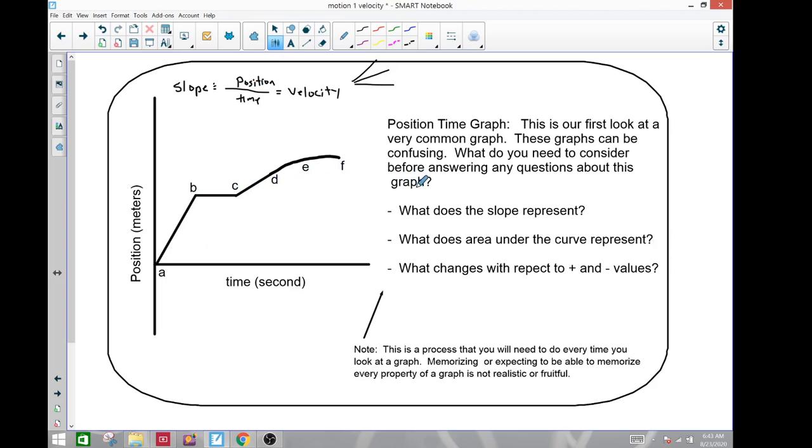So it says, what does slope represent? Velocity. Every time I see this graph, I have to look at the markers and make that assessment. What does the area of the curve represent? We haven't talked about this yet, but when you do slope, you divide, and when you do area, this is important, it is multiplied. So it's going to be position times time. This would be a meter times seconds. This is a meter divided by seconds. Those are my units.